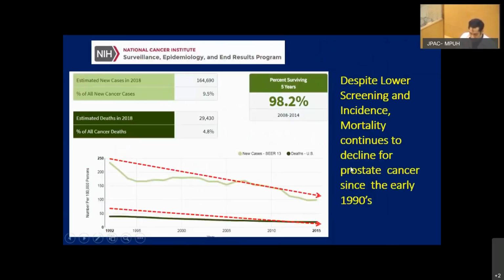Estimated new cases, we have already seen, but the important part is that though the incidence was increasing and then started decreasing, the mortality from prostate cancer has been gradually decreasing from 50 to around 25 per 100,000 population in the USA.